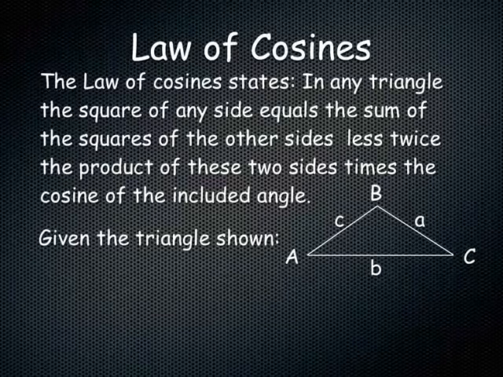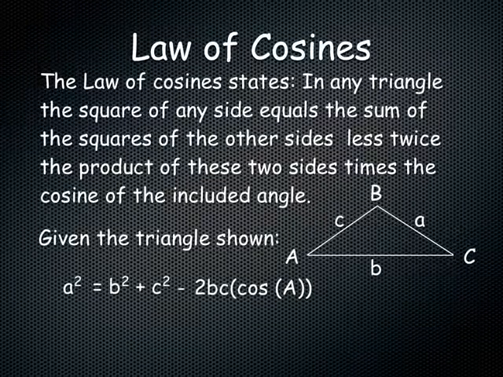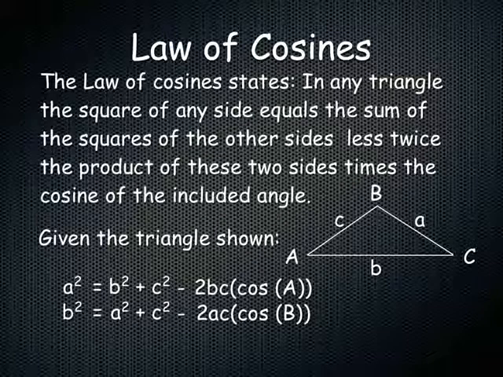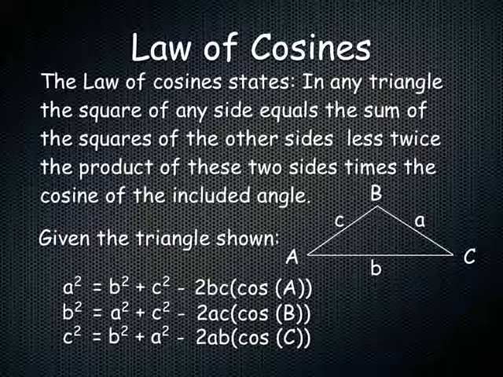Given the triangle shown, that means that the length of little a squared equals b squared plus c squared minus 2 times b times c times the cosine of angle A. And b squared equals a squared plus c squared minus 2ac times the cosine of angle B. And c squared equals b squared plus a squared minus 2ab times the cosine of angle C.